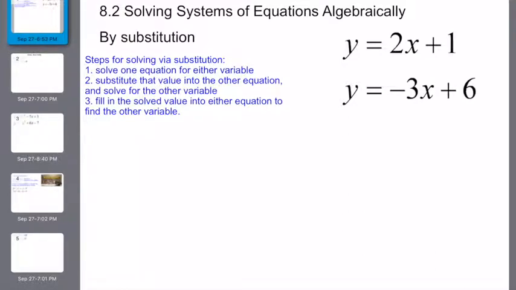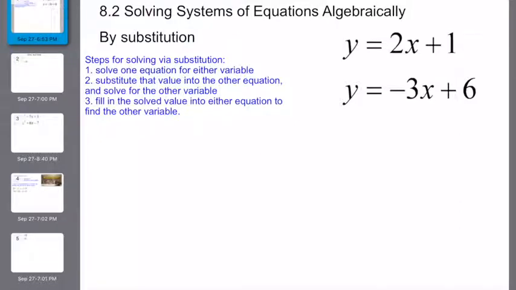Hello and welcome to 8.2 Solving Systems of Equations Algebraically. We're going to learn two methods, first of all by substitution, and then we will do by elimination. You will be expected to know how to do both of these methods. You can, however, often choose whichever one you like better or whichever one you find quicker.